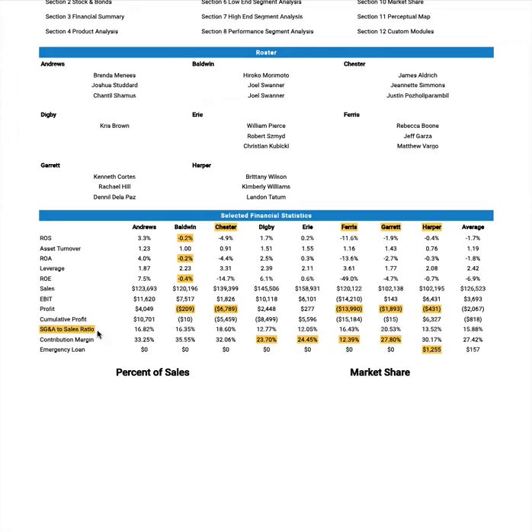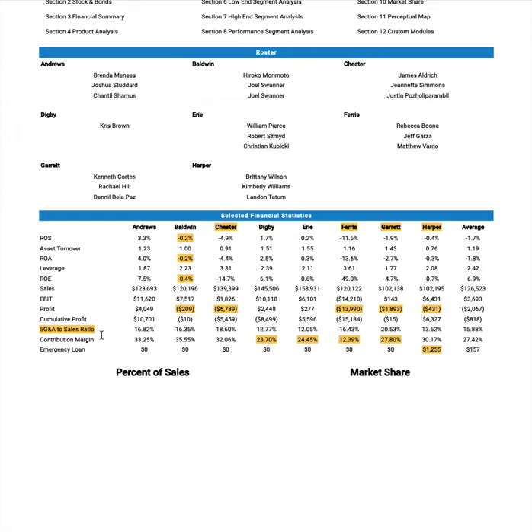So we can see here the SG&A ratio. SG&A is selling, general, and administrative expenses. Those are the costs of running a business. They include rent, utility, marketing expenditures, or employee benefits. Generally speaking, the lower the SG&A to sales ratio, the better.